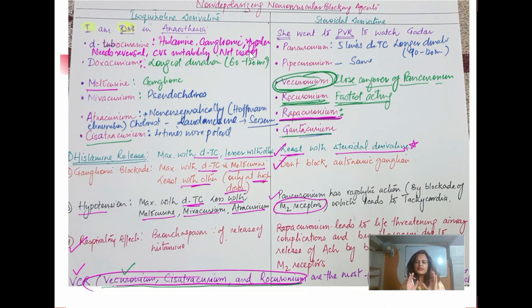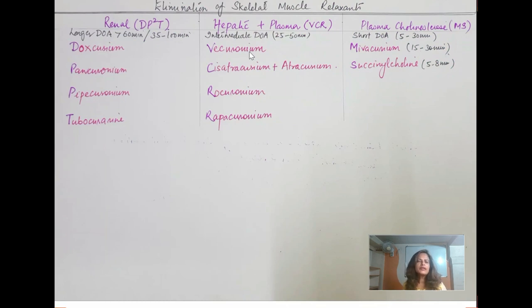Pichli slide kya thi? That was the differentiating features between the non-depolarizing and depolarizing. ठीक है? इसमें it is a non-depolarizing, that is for the categorizing to long acting, intermediate acting and short acting. उसको chemical classification के हिसाब से फिर से categorize करके, now we come to know इससे histamine release होता है, ganglionic blockade, hypotension and respiratory. So all the few important differentiating features of the non-depolarizing neuromuscular blocking agents we have discussed in this slide. Now coming to the another way we classify it: long acting, short acting and intermediate acting.